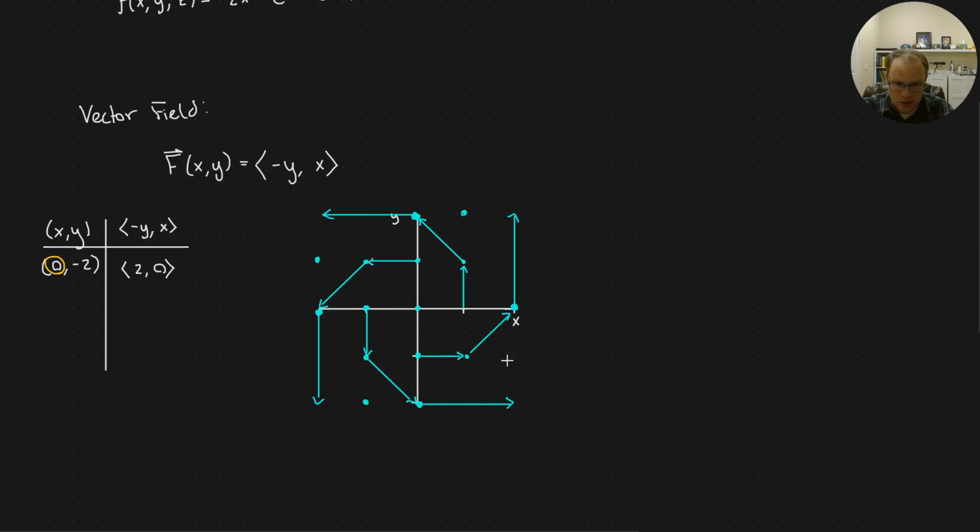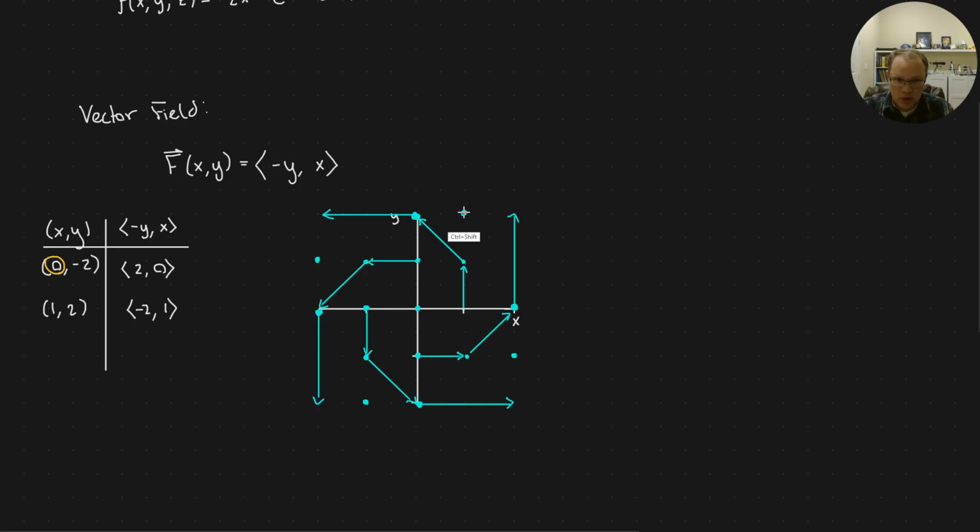Maybe just 4 more points just to get our feel for it. So this point is the point (1, 2). If I plug that in, my first component is negative y, so negative 2. My second component is just the x value, so 1. So I get (-2, 1).